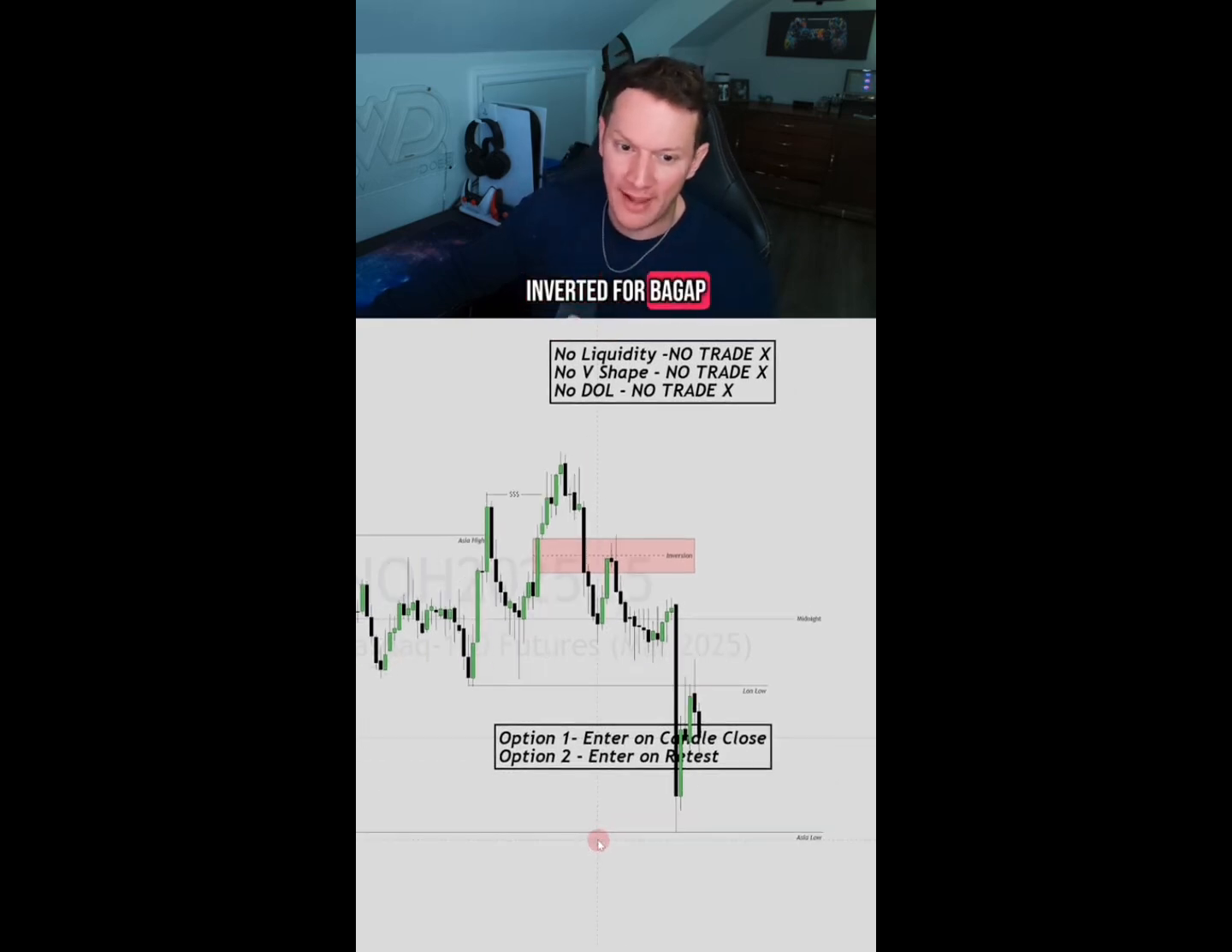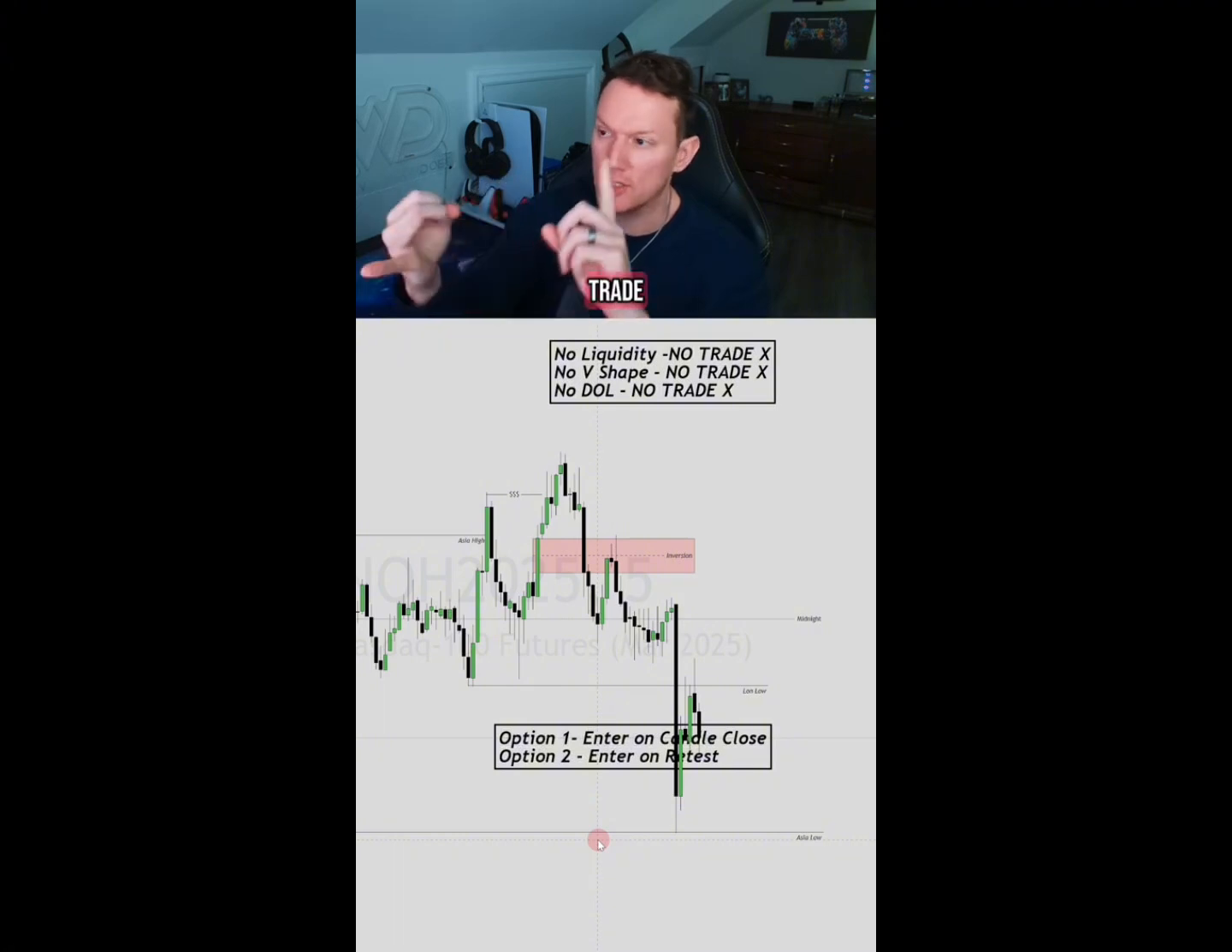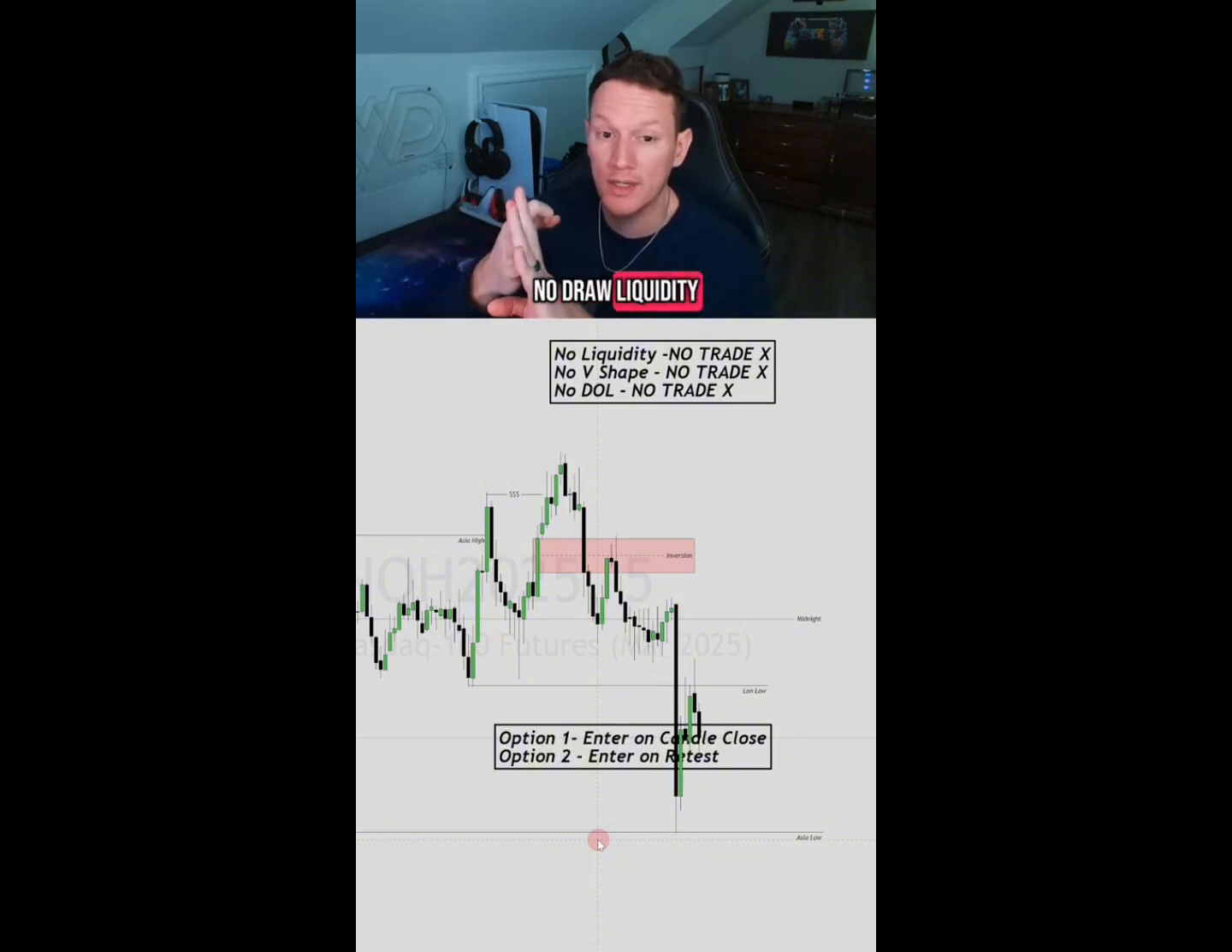That is the inverted fair value gap model, guys. No liquidity, no trade. No V-shape, no trade. No draw on liquidity, no trade.